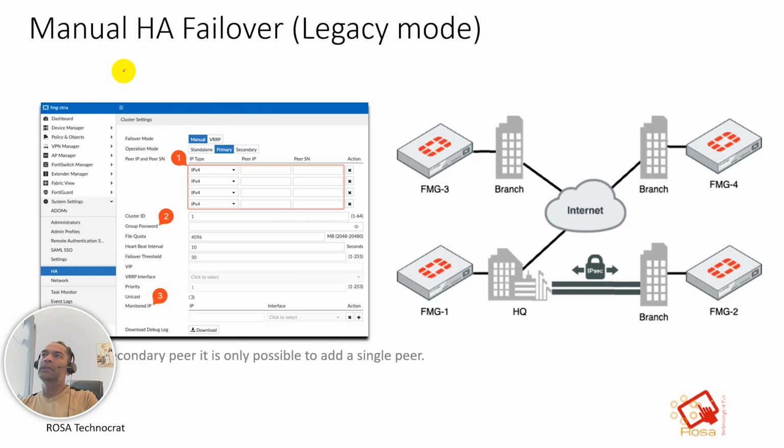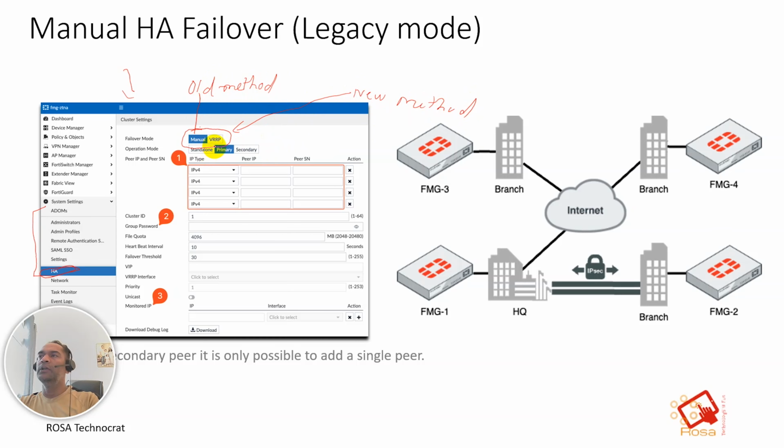Under FortiManager, when you go to System Settings, HA, you will be able to see these two settings, manual and VRRP. Manual is the old method, or the earlier method, of failover, and VRRP is the new method of failover. So this was not there earlier.